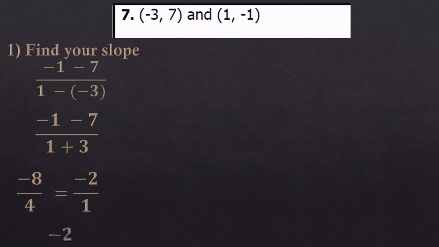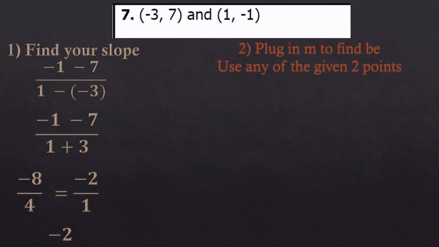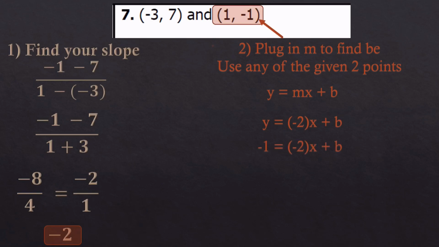So this method, and you get to pick which method you prefer, uses my slope-intercept form. I'm going to plug in m to find b. I can use any of the given 2 points. So let's pick one, negative one. I always go with the smallest value. So y equals mx plus b. Well, remember my slope down here, it was negative 2. So I'm going to replace m with negative 2. But remember, I now know my y, and I can replace it with negative 1. And I know my x, I can replace it with 1.